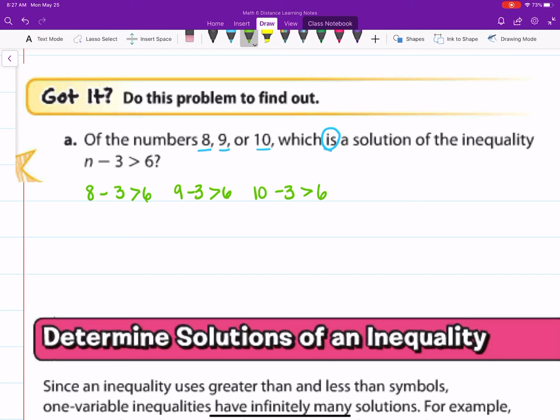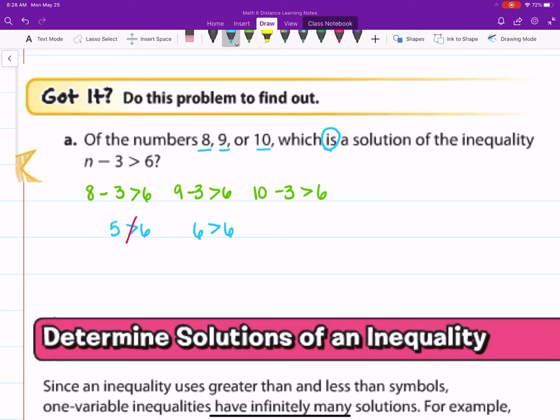And I'm going to solve each one. 8 minus 3 is 5. Is 5 greater than 6? The answer is no, because we both know that 6 is to the right of 5 on the number line, which means it's greater. We also know, I mean, having $6 is much greater than having $5. Well, not much, but greater. So we know that's not a true sentence. So then if we go ahead and do this next one, we have 6 greater than 6.